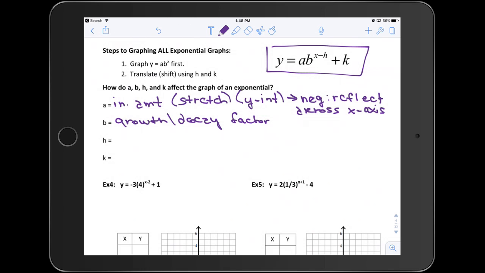The H, of course, just like in the past, is the horizontal. And we called it a phase shift last unit, but it's the horizontal shift, which of course is left to right. I'm not going to write that. You guys can write that if you need to. So it's that left and right shift. And then the vertical shift is the K value. And again, that's an up and down shift. And at this point, you should pick up on that pretty quickly.